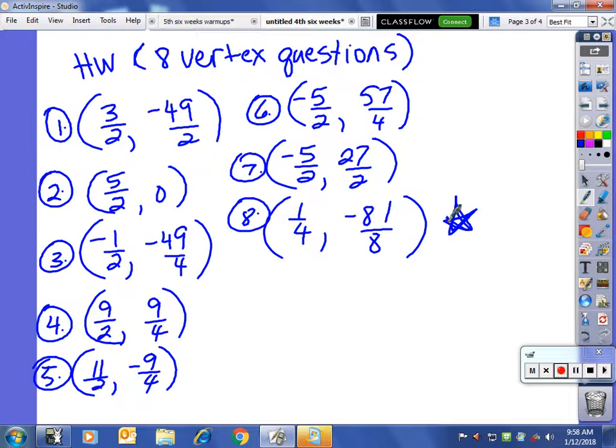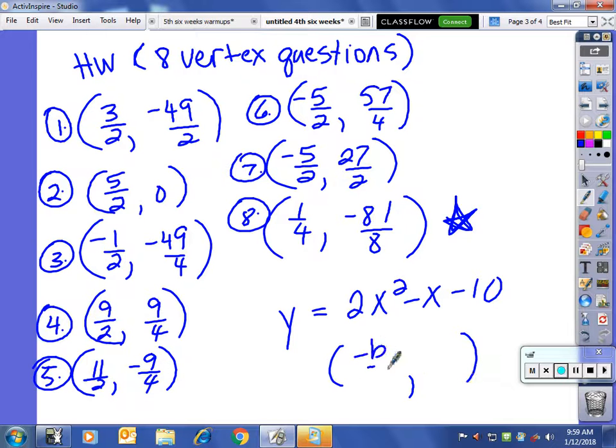Number 8. The question was y equals 2x squared minus x minus 10. Now, on this one, it's kind of like the number 2 that we just did on the warm-up. We're going to figure out what x value we want, and we're going to get the calculator to tell us the y that goes with it. So you got to do a little bit of work. You have to find the right x value. What is the x value of the vertex? How do you find it? What's my little formula? Opposite of b over 2a.